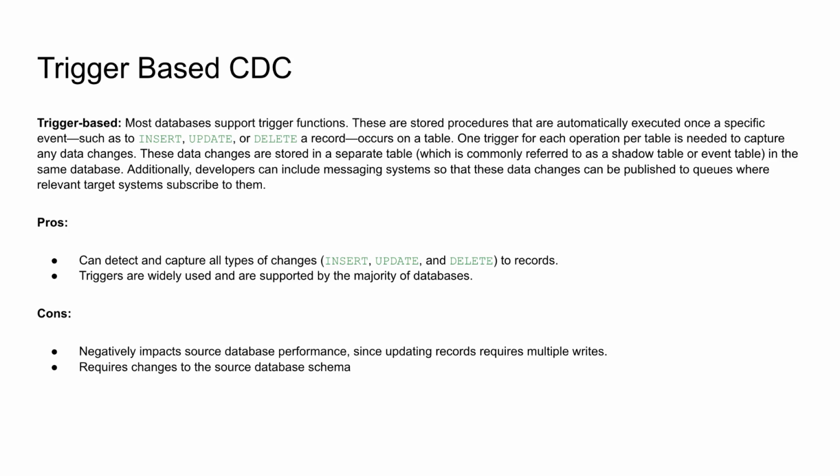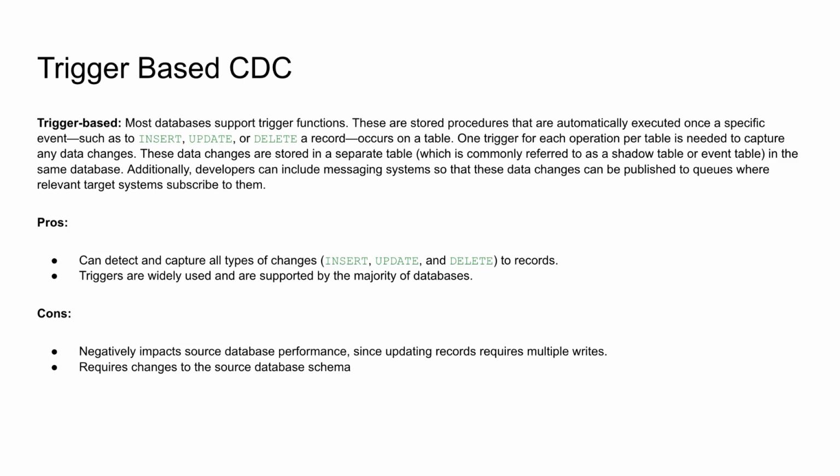And the other approach that we have is trigger based change data capture. Most databases support trigger functions. Trigger functions are stored procedures that are executed once a specific event, such as an insert, update, or delete of a record, occurs on a table. One trigger for each operation: one trigger for insert, one for update, and one for delete. So in this case, we don't lose data, since we are capturing all the operations on the data.